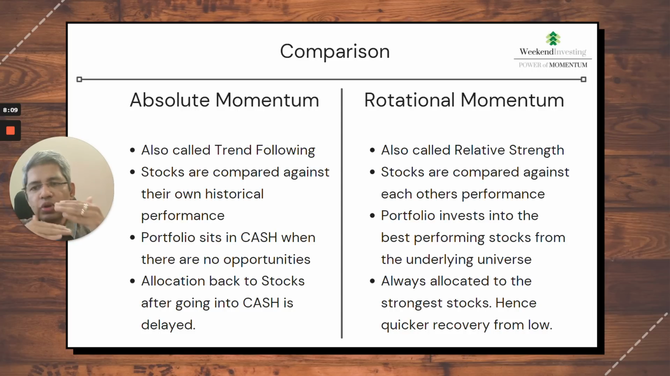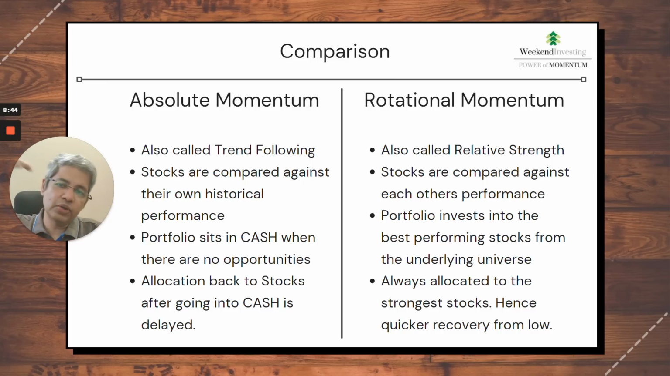So nothing goes to cash, although you can build systems where rotational can be overlaid with a decision that you can take the entire portfolio to cash if, let's say, the index breaches certain conditions. But in purest relative momentum, you don't go to cash. You go to the strongest stocks within that pack. So the strongest 20 stocks within those 50 is where your money will basically get allocated.